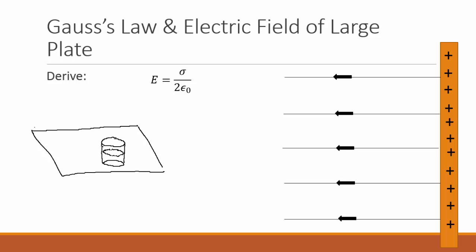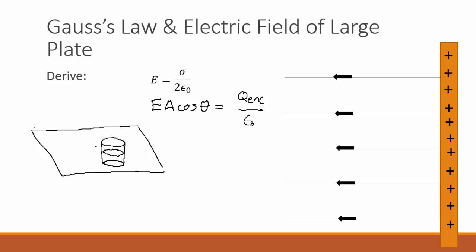And the flux then, for Gauss's law, the flux is the electric field times the area times the cosine of theta, and that'll equal the enclosed charge over epsilon naught. Now, there are three different parts that have flux. There's the top, there's the bottom, and there's the sides.